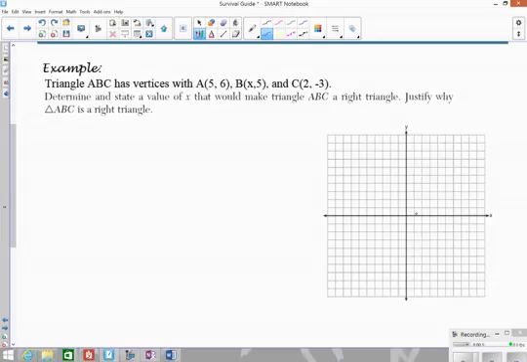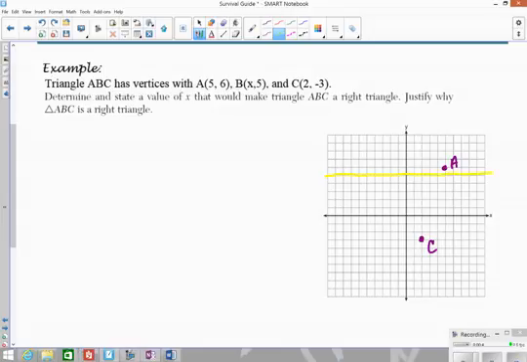So we have A, which is (5, 6). So 2, 4, 5, and then up 6. So here's A. C is (2, -3). And B, we know the y value is 5, so I know that the y value, 1, 2, 3, 4, 5, has to be somewhere on this yellow line.